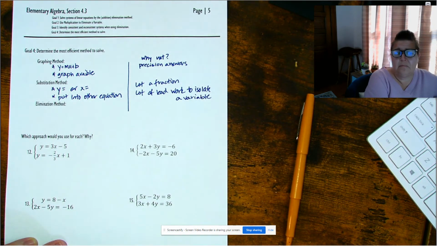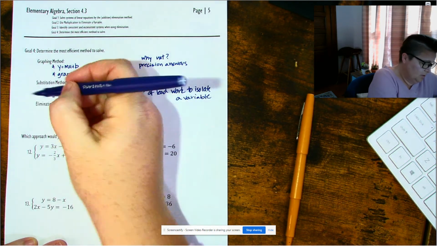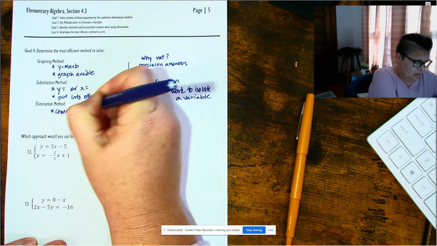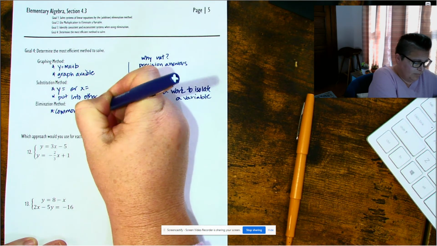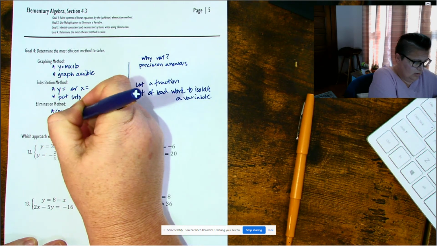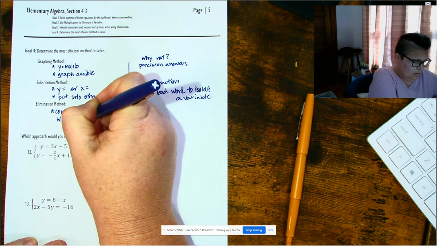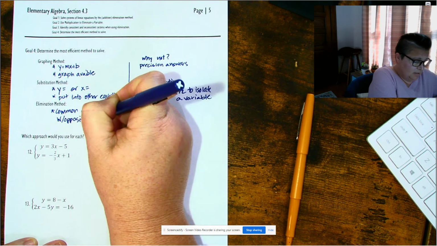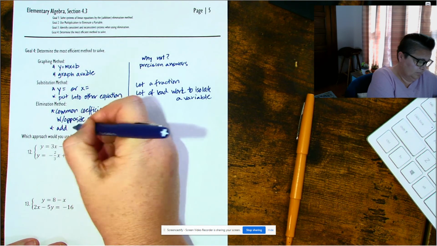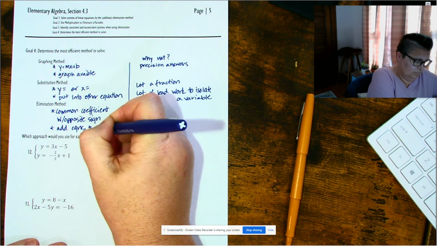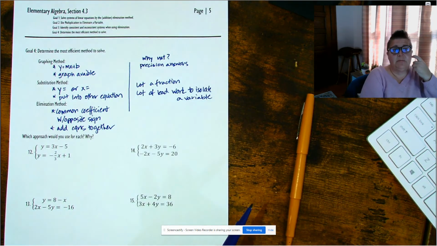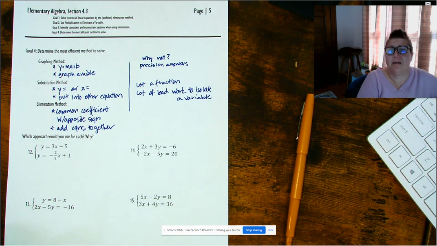Okay. For the elimination method, we get a common coefficient with opposite sign, and then we add the 2 equations together. Why wouldn't we use the elimination method? Because it's hard to find a common coefficient.